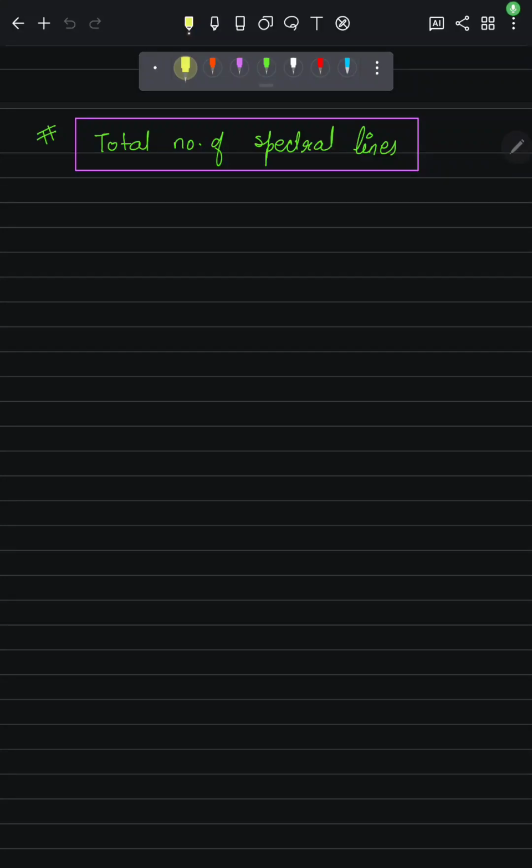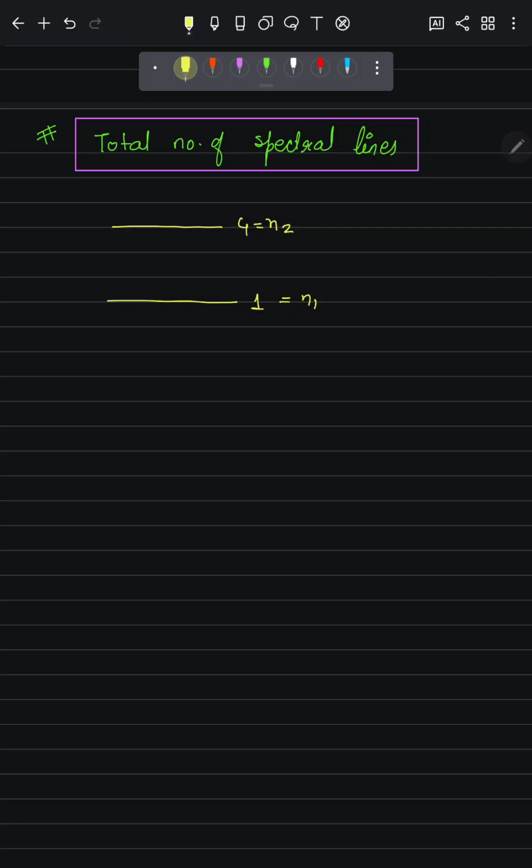Welcome to this class. Today I am discussing the total number of spectral lines. How do we calculate it? To know the spectral lines, if we want to know how many spectral lines are present between n2 equal to 4 and n1 equal to 1, we need to calculate how many lines can be between these.